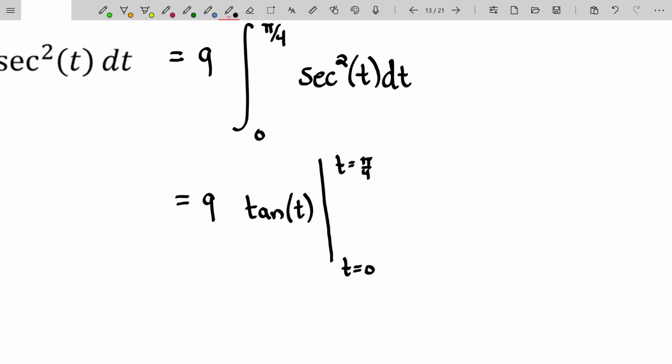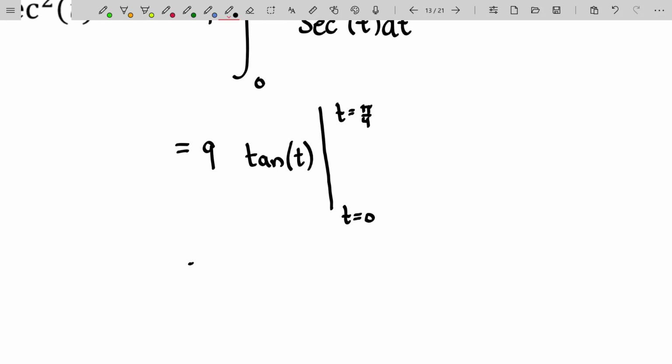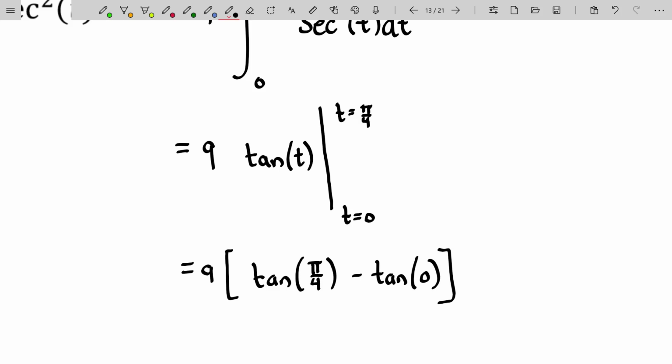Notice I'm not using brackets this time, I'm just using a pipe there. It's just another style of notation. You'll see, depending on your textbook, which one gets used the most. So this will be 9 times the quantity, the tangent evaluated at the upper limit, minus the tangent evaluated at the lower limit.